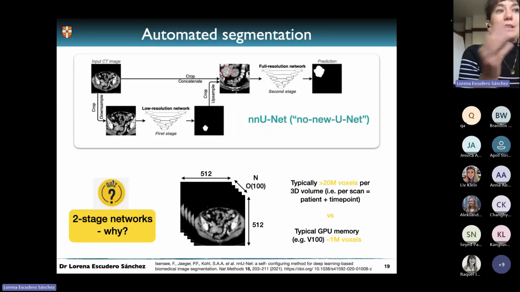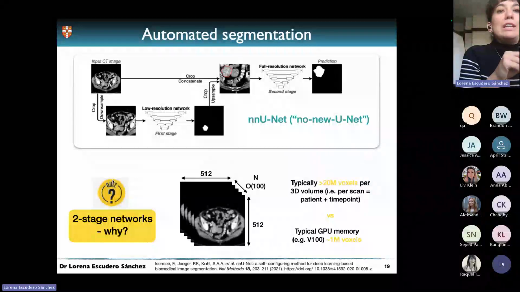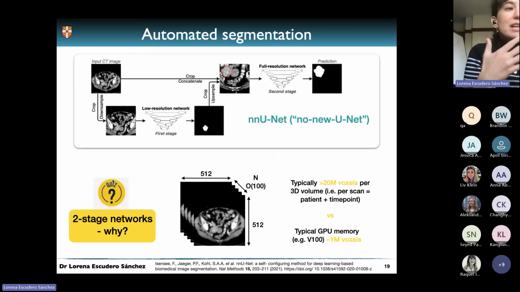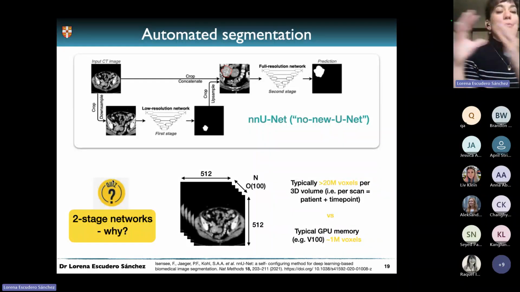But in normal average GPU memories, we can only fit about 1 million voxels. So we can't put the entire 3D volume at once in our GPU. So this is a challenge, we have to develop different solutions, like doing these different two-stage networks and doing sliding volumes or sliding windows and other things like this.